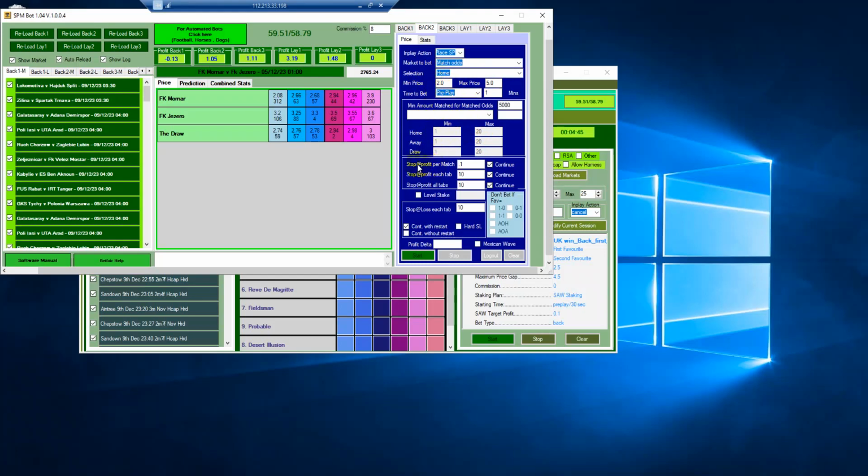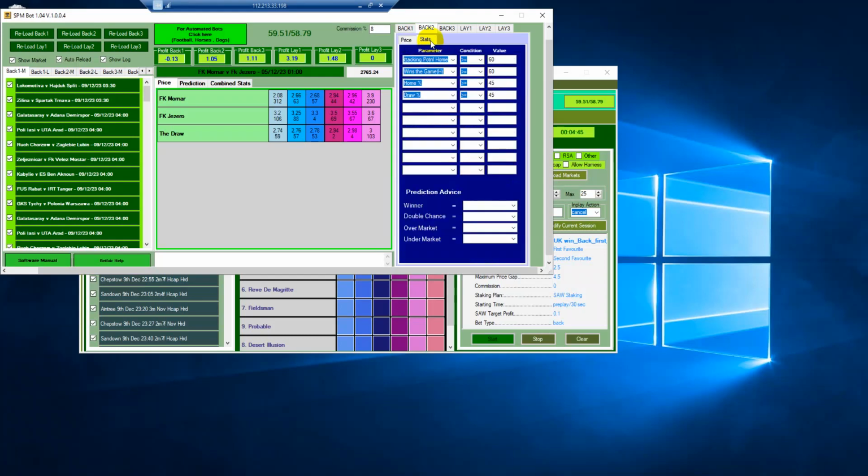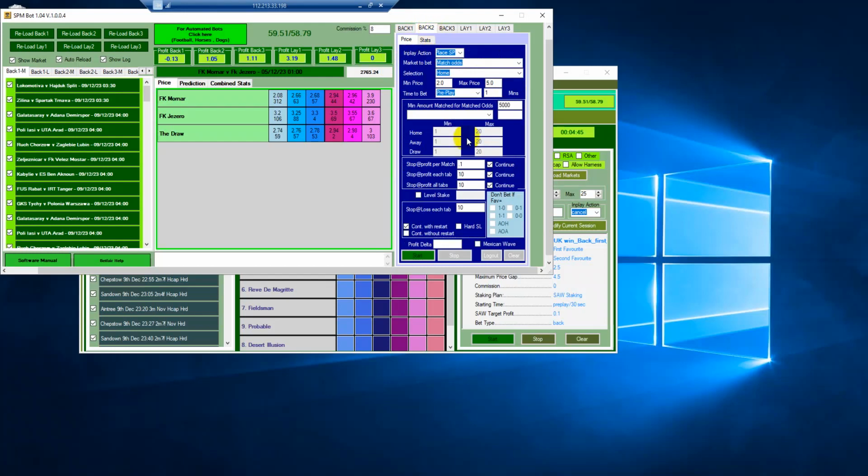Then stop profit 10p, the same settings which I'm using. Let's go to stats. In stats, attacking potential should be greater than 60. From the AI engine, win the game for the home team greater than 60. Home percentage chance of winning is more than 45, or draw more than 45. So that's the Back Two strategy which I'm using, and it is showing 10 points right now.